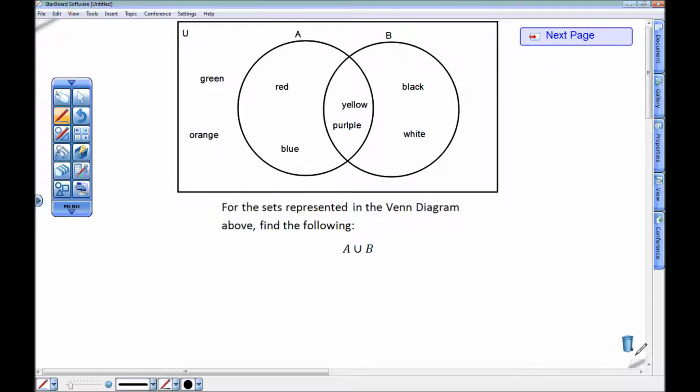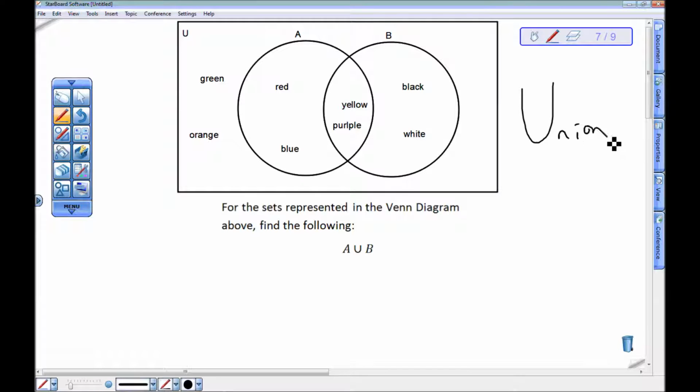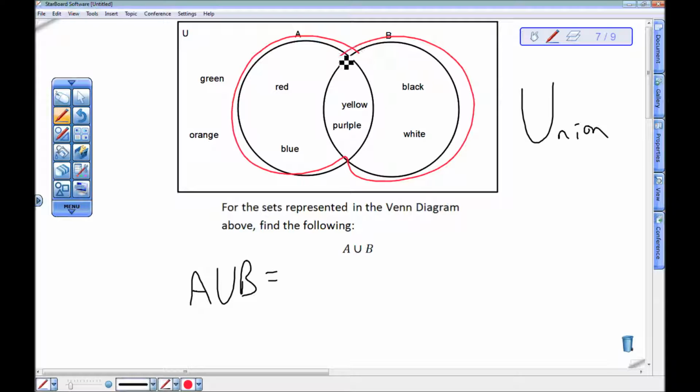Okay, next, I want to find the union of these two sets. I remember that this symbol is union because it kind of looks like a U, the beginning of union. I want the union, which means the coming together of both of those sets. A union B in my Venn diagram lives here. So everyone in either one of those sets.